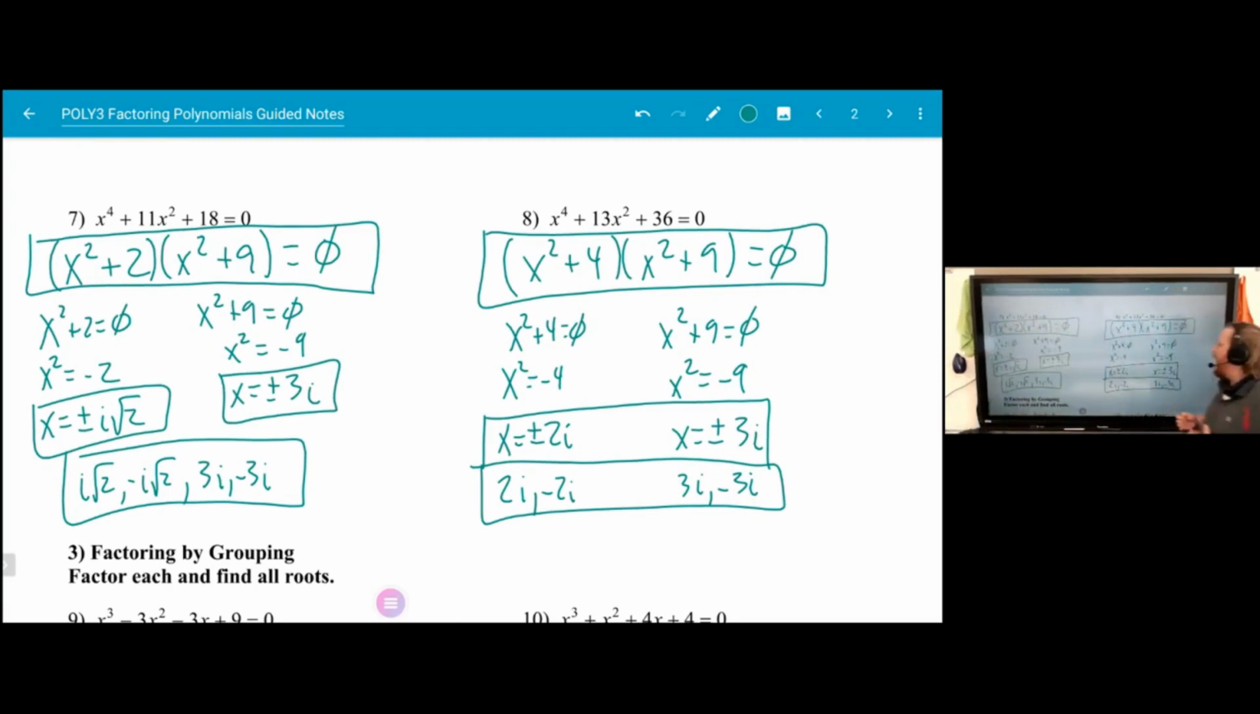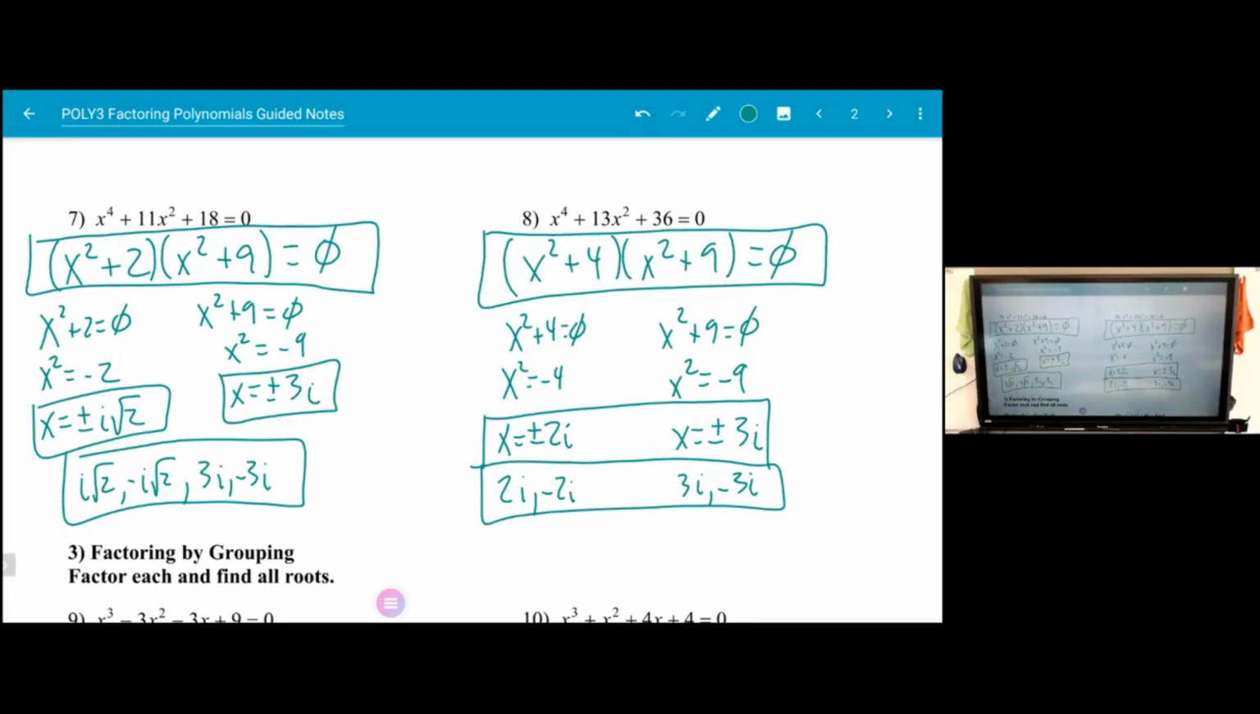If we look at number 8, we end up with x squared plus 4 times x squared plus 9 equals 0. We solve both of those factors. We get plus and minus 2i and plus and minus 3i for our 4 solutions or 4 roots, but none of them touch the x-axis. Interesting, but that's okay.